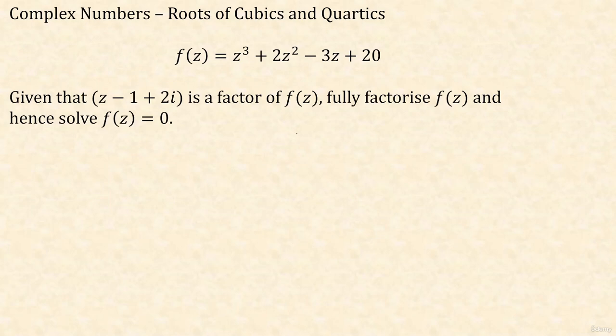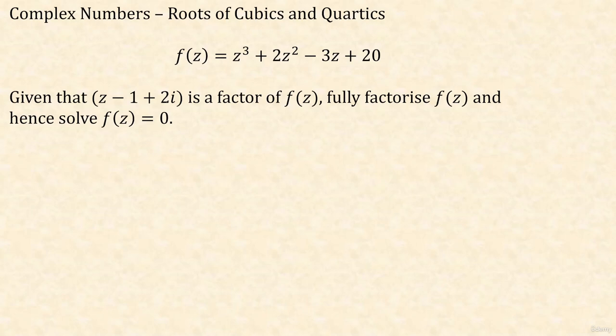Okay, let's look at a slightly harder one. So we've got a different cubic here. f of z equals z cubed plus 2z squared minus 3z plus 20. Now, given that z minus 1 plus 2i is a factor, then fully factorize f of z and hence solve f of z equals 0.